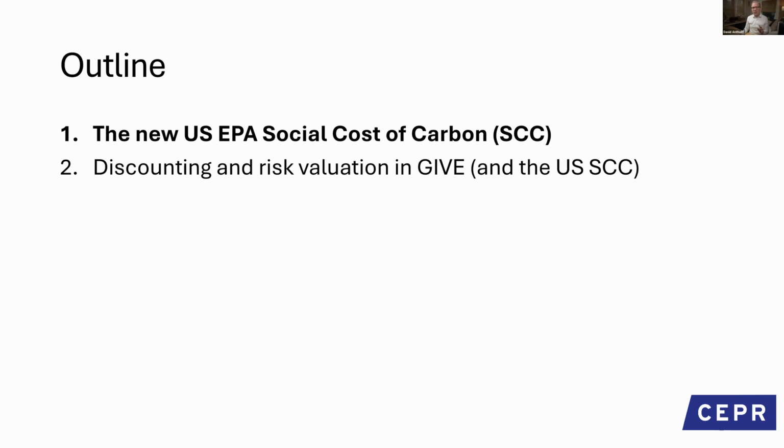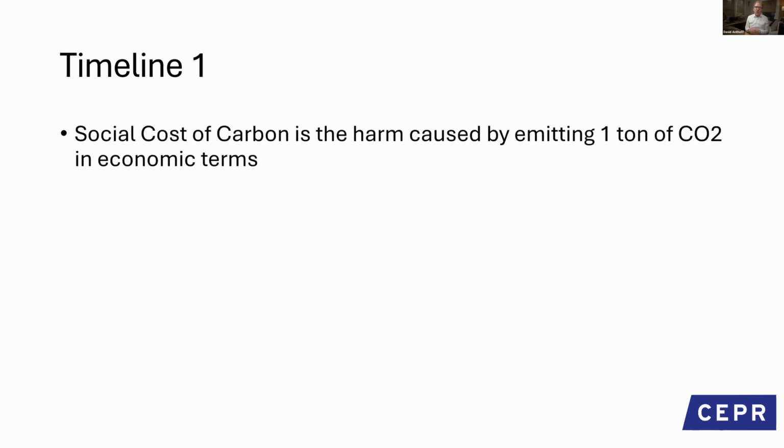But I'll start just giving folks a bit of an overview of what happened on the social cost of carbon front in the last couple of years. Just as a definition, the social cost of carbon is the harm caused, in economic terms, if we put 1 extra ton of CO2 into the atmosphere. It might be something like $190 per ton of CO2 that you put into the atmosphere. And you use that in a cost-benefit analysis of regulation, for example.